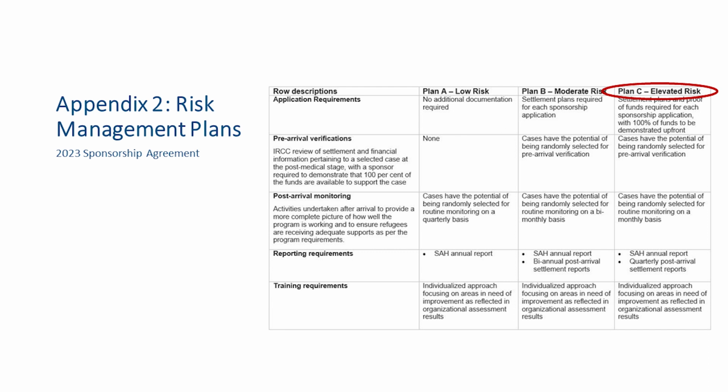If you look at Appendix 2 of the new sponsorship agreement, you'll see the screenshot that's on your screen right now. You'll be able to see what the requirements are for SARs in plan A, plan B, and plan C. Because you are in plan C, you only have to follow the requirements for plan C. When you look at this chart, you'll notice that the plans have 5 components: an application requirements component, a pre-arrival verifications component, a post-arrival monitoring component, a reporting requirement, and a training requirement. The details of each component differ from plan to plan.